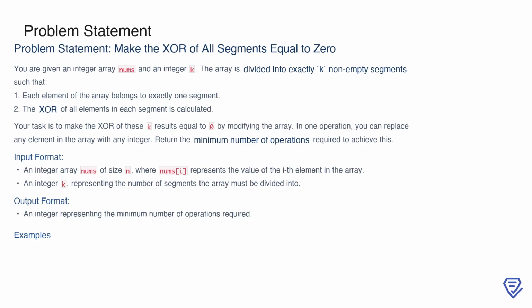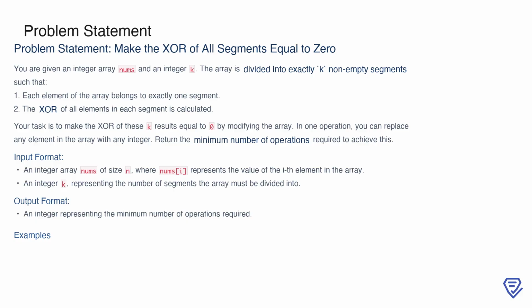The goal of this problem is to divide an integer array nums into exactly k non-empty segments and then calculate the XOR of all elements within each segment. Once you have these k XOR results, the task is to ensure that the XOR of all these results equals 0. To achieve this, you are allowed to modify the elements of the array. Specifically, in one operation, you can replace any element in the array with any integer of your choice. The challenge is to determine the minimum number of such modifications required to satisfy the condition.